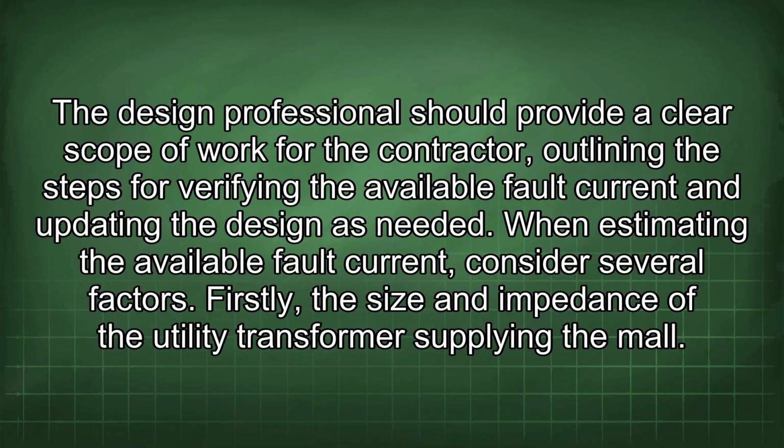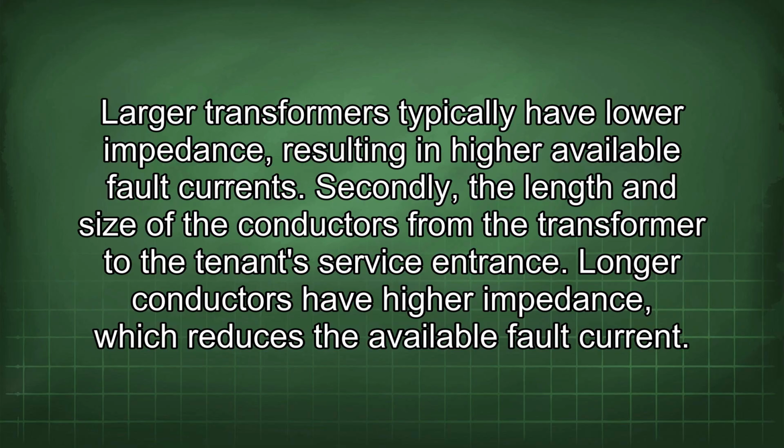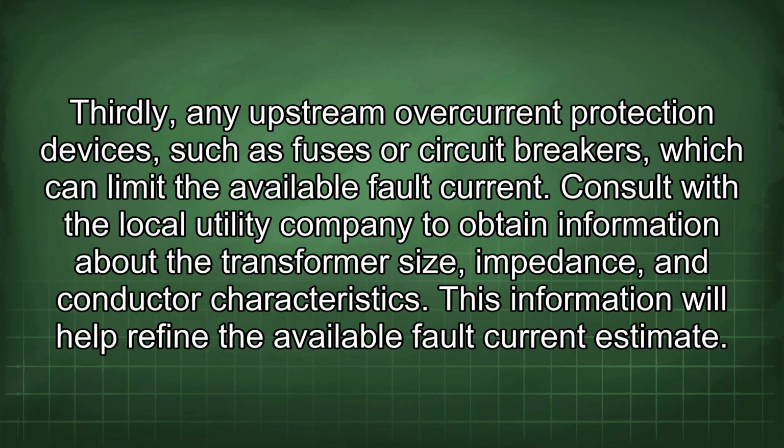When estimating the available fault current, consider several factors. Firstly, the size and impedance of the utility transformer supplying the mall. Larger transformers typically have lower impedance, resulting in higher available fault currents. Secondly, the length and size of the conductors from the transformer to the tenant service entrance. Longer conductors have higher impedance, which reduces the available fault current. Thirdly, any upstream overcurrent protection devices, such as fuses or circuit breakers, which can limit the available fault current.